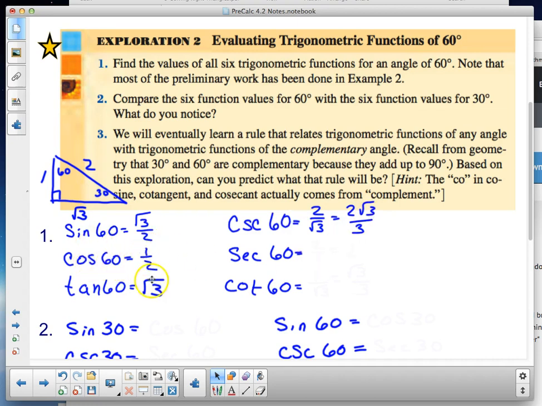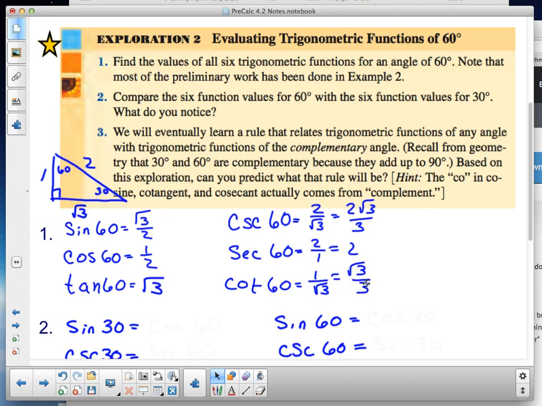Cosine of 60 is a half, so the reciprocal of that would be 2 over 1, because secant is the hypotenuse over adjacent, and that's 2. The tangent is opposite over adjacent, but it's adjacent over opposite for the cotangent. So we flip it, and then we make it all nice and pretty, the square root of 3 over 3.